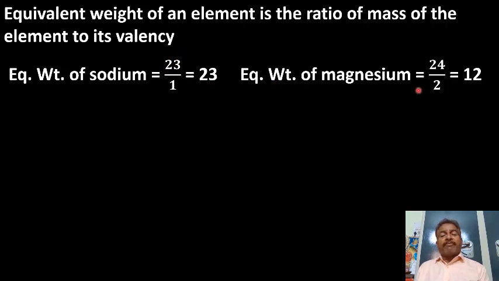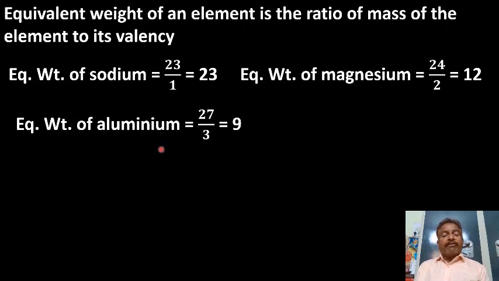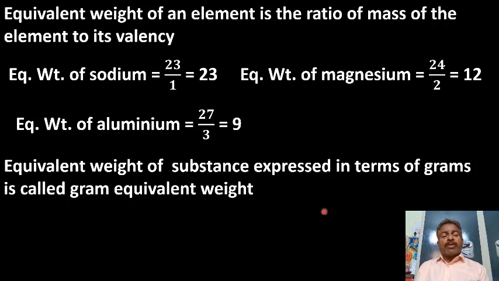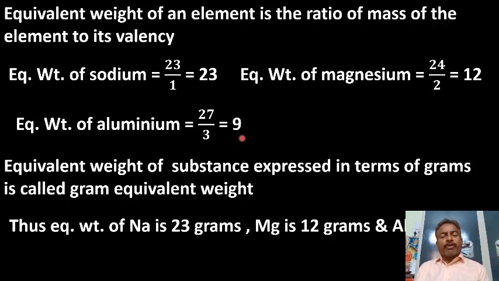Similarly, the equivalent weight of magnesium is 24 by 2. The mass of magnesium is 24 and its valency is 2. 24 by 2 is 12. The equivalent weight of aluminum equals 27 by 3, that is 9. Now, the equivalent weight of a substance expressed in terms of grams is called gram equivalent weight. Thus, the gram equivalent weight of sodium is 23 grams, of magnesium is 12 grams, and of aluminum is 9 grams.